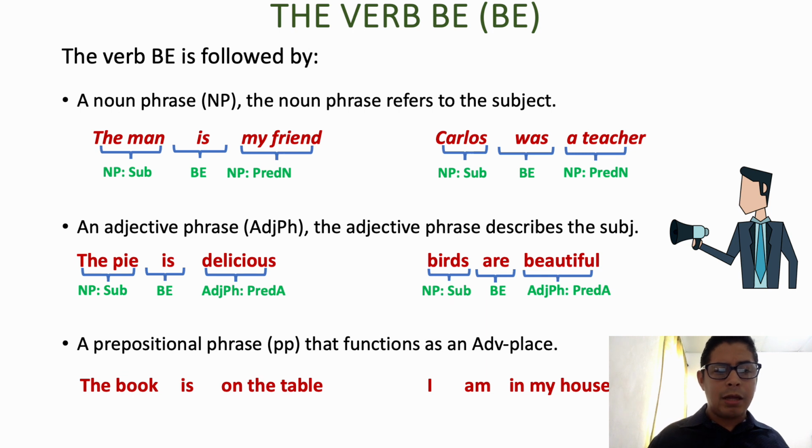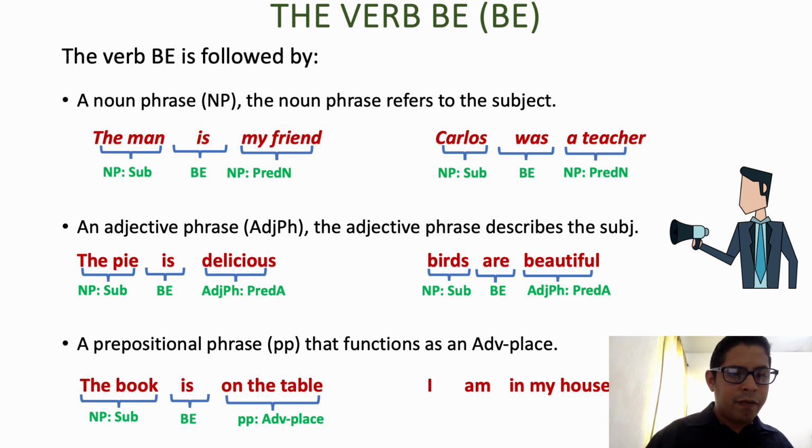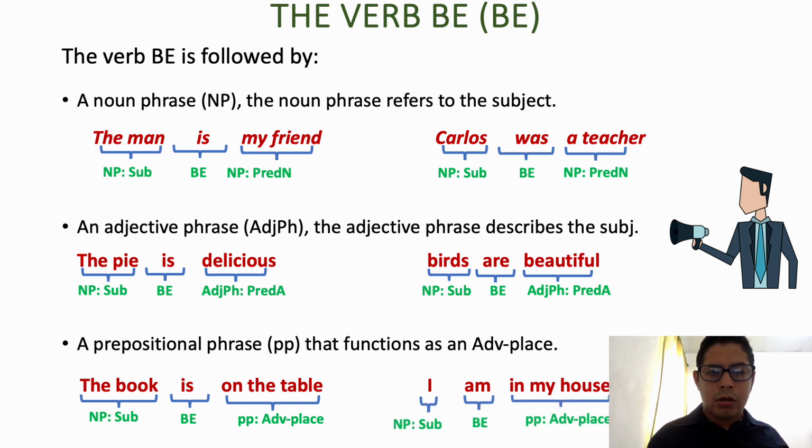The book is on the table. You see, so the book is the noun phrase functioning as the subject, is, the verb be, and on the table is a prepositional phrase functioning as an adverb of place. Same here. I am in my house. So same here. It's a prepositional phrase functioning as an adverb of place. Okay, so basically this is what we got here. These are the types of verbs.